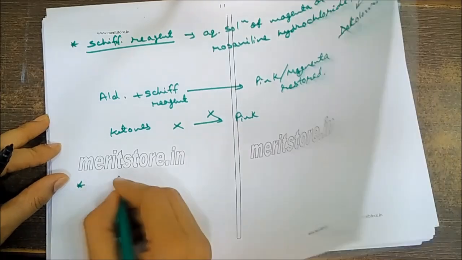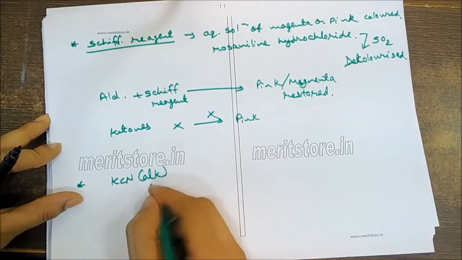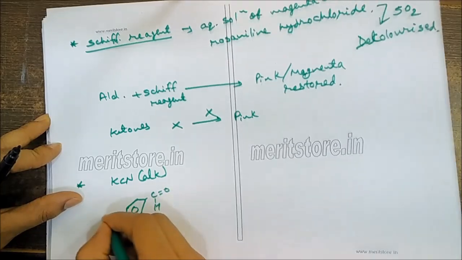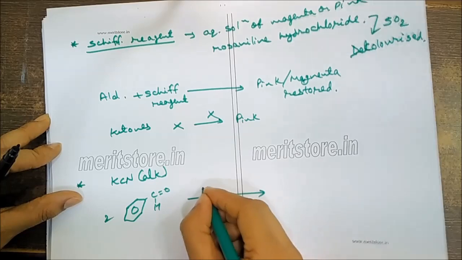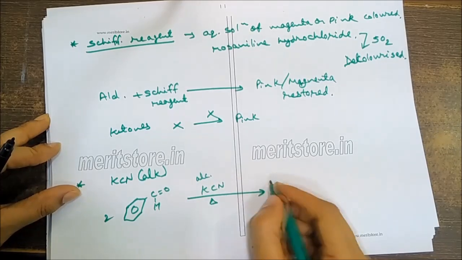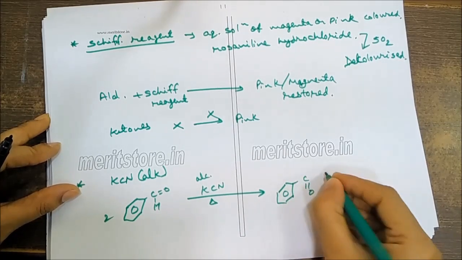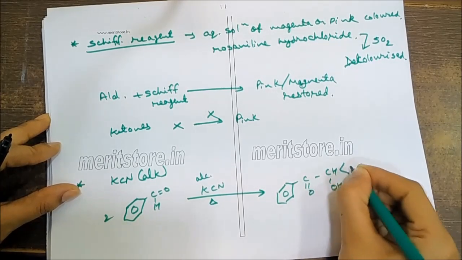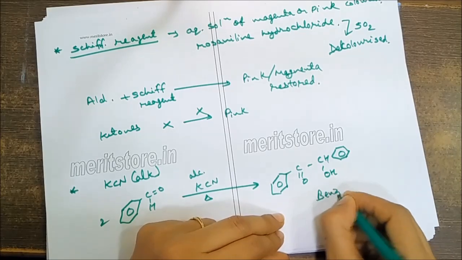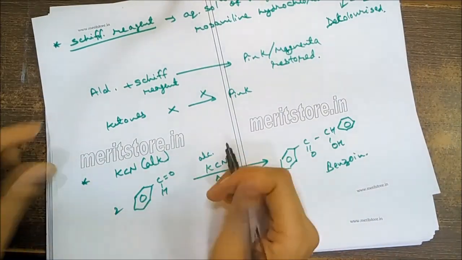So we can differentiate between aldehyde and ketones with the help of Schiff reagent. Now the next type of reaction is with alkaline potassium cyanide on heating, which will give this kind of compound, called benzoin. So this reaction is called benzoin condensation.